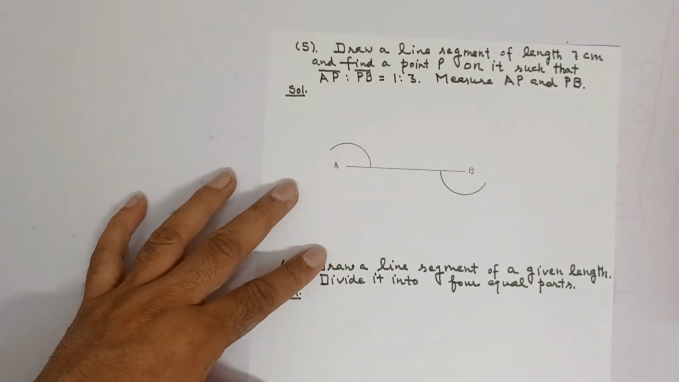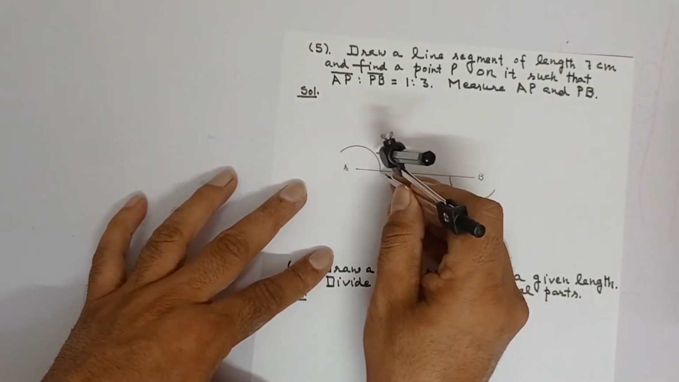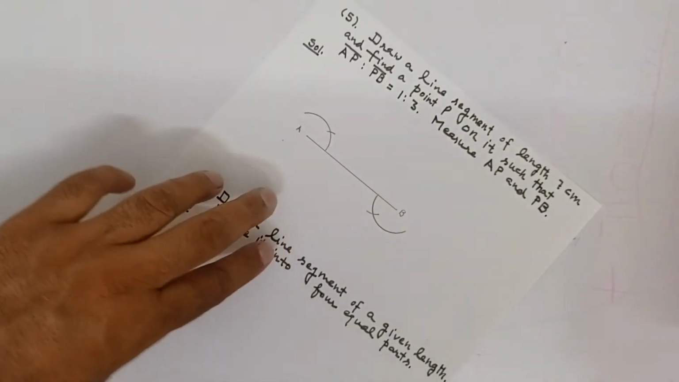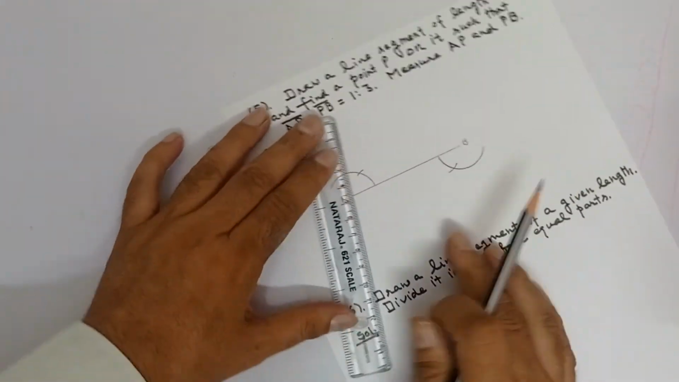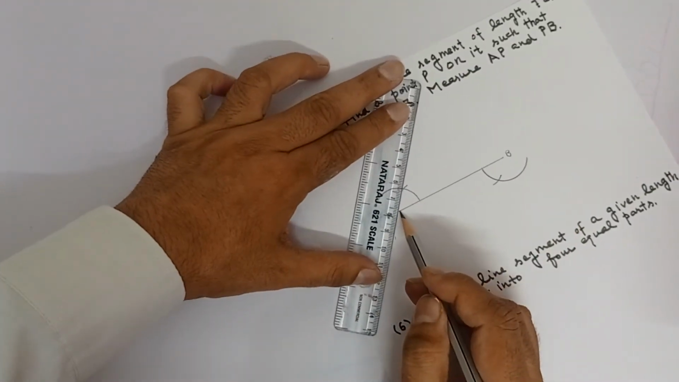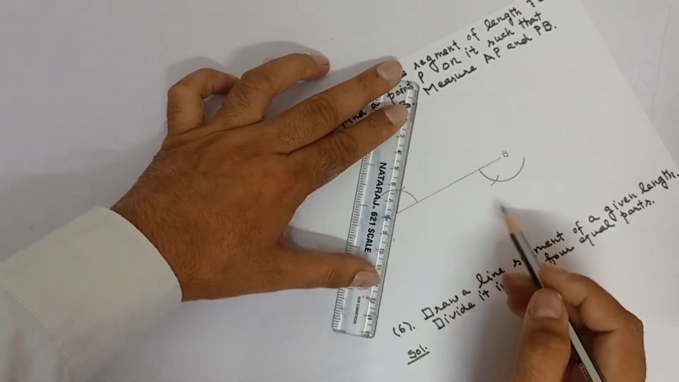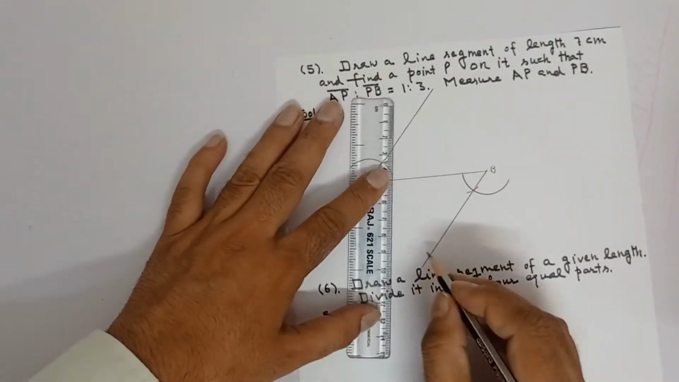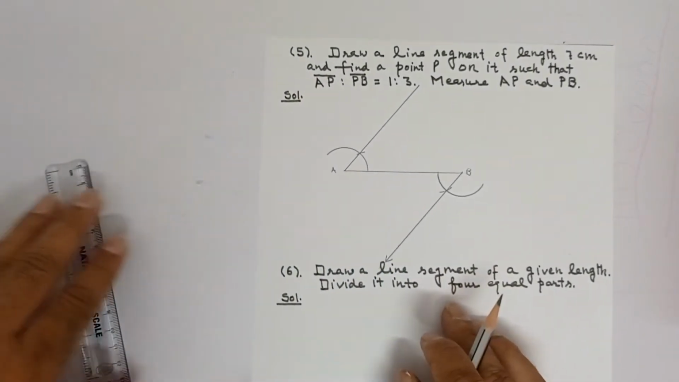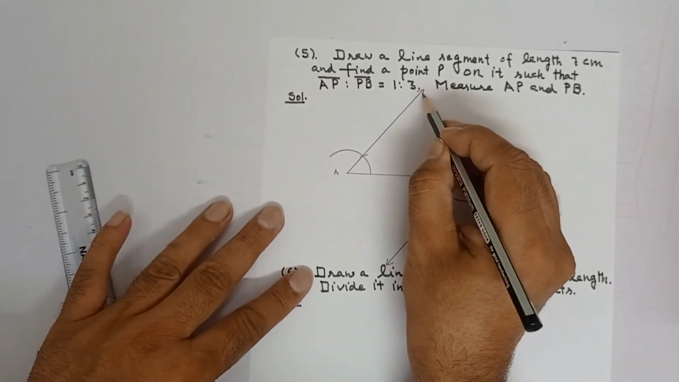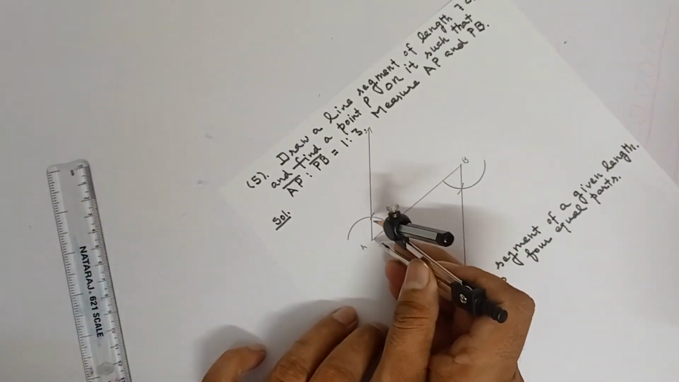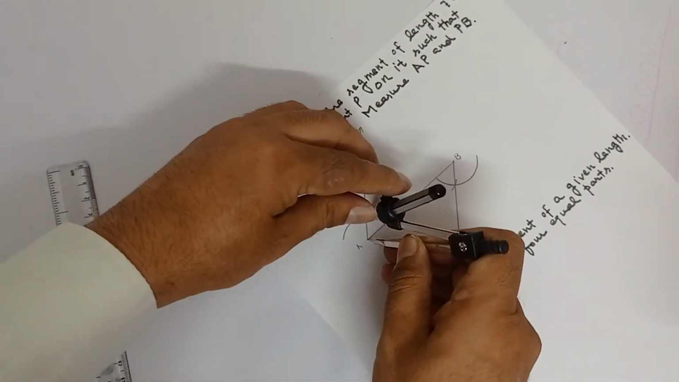Without disturbing compass, 60 degree arc, and this also 60 degree arc. Now extend these lines, this and this, arrow this side and arrow this side. Now what is the ratio? 1:3. So we need to cut 1 plus 3, 4 divisions.